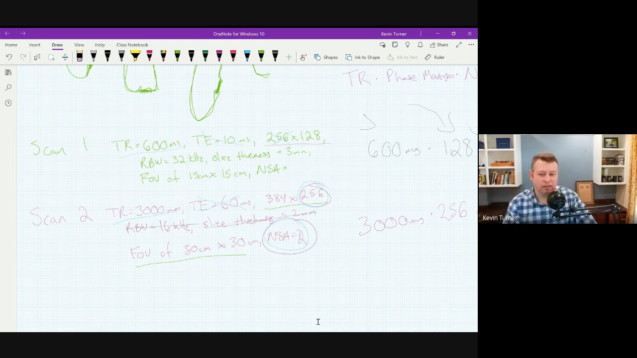All right? Because they'll just information dump. Here's all the information you could possibly know about a pulse sequence. Tell me how fast it goes. Tell me what its resolution is. Tell me what its weighting is. Right? All those things.